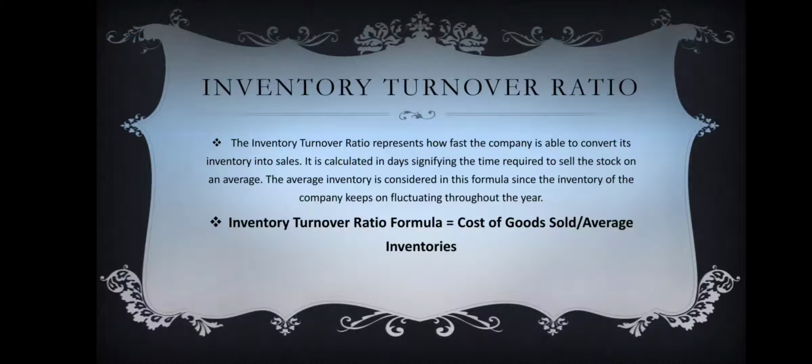Inventory turnover ratio. The inventory turnover ratio represents how fast the company is able to convert its inventory into sales. It is calculated in days, signifying the time required to sell the stock on average. The average inventory is considered by this formula since the inventory of the company keeps on fluctuating throughout the year. The formula is cost of goods sold divided by average inventories.